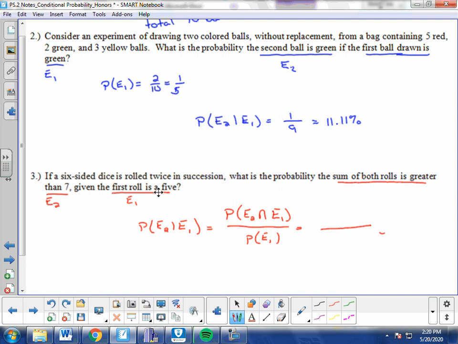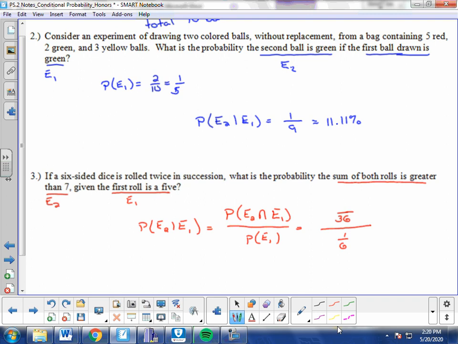Well, if I have a 6-sided die, there's only one 5 out of 6 options. I would have a 1 in 6 chance. But it also says for this probability of the second roll, we're taking into account 2 dice. And so there are 2 rolls, so there's going to be 36 total options here for the probability. So 6 on the first roll, 6 options on the second roll. Multiply those for a total of 36 outcomes.